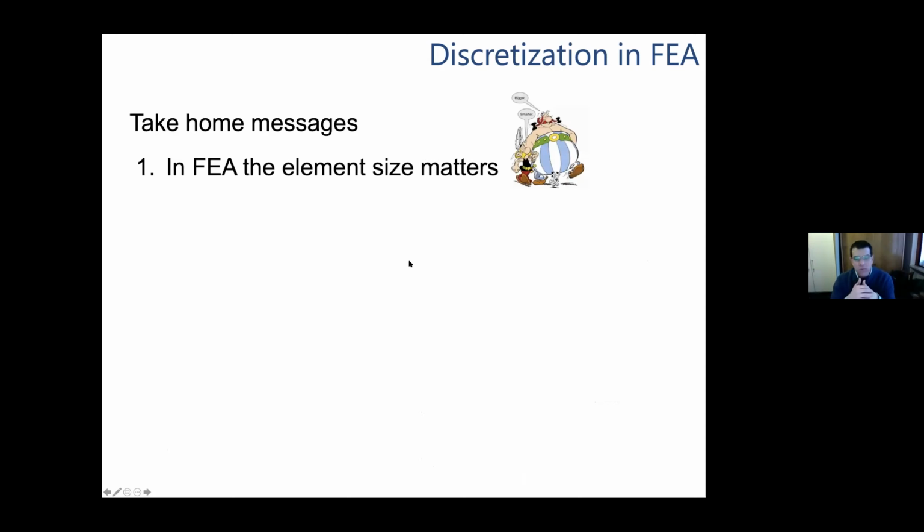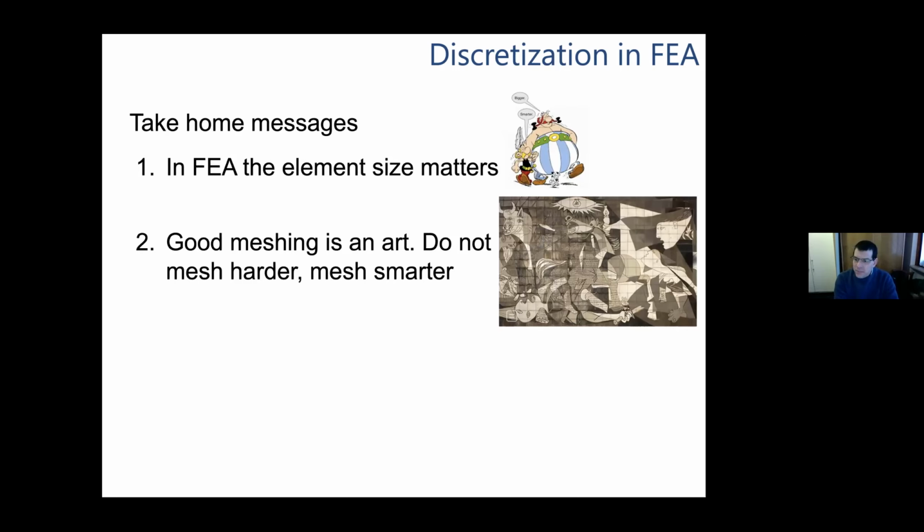So at this point, the take-home messages that I wanted to give you, and this is perfect timing for a short break, are these ones. First one is that in finite element analysis, the element size matters. So you have to use the right element size in order to obtain good solutions. Second one, good meshing is an art. Don't mesh harder, mesh smarter. Try to analyze your geometry, analyze your solution, and then improve your meshes in those places where they require it.